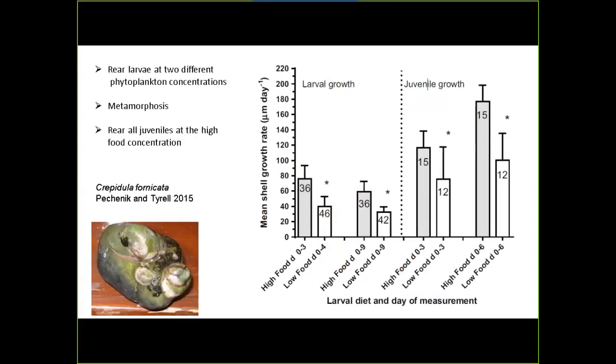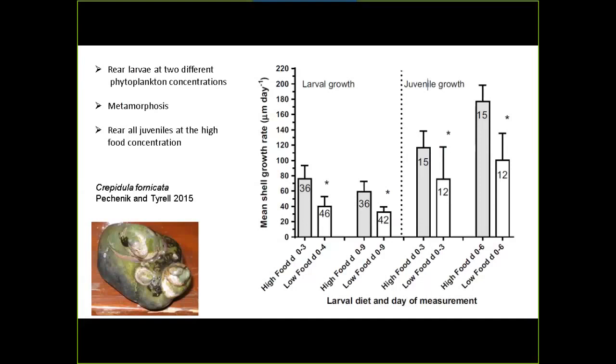But things get even better. So here we reared larvae at 2 different phytoplankton concentrations, a high concentration and a low concentration, and all the way through metamorphosis. Let them metamorphose, and then the reward for metamorphosing in this study was they get the high food. They all go to high food. And so you see the larvae are growing on the high food diet the first 3 days a lot faster than they're growing on the low food diet for the first 3 or 4 days. And that was true also if you monitor the growth rate over the first 9 days. The ones on the high food are growing much faster than the ones on low food.